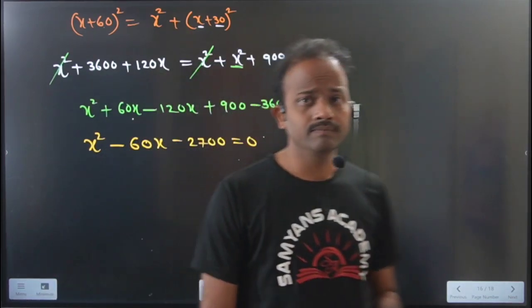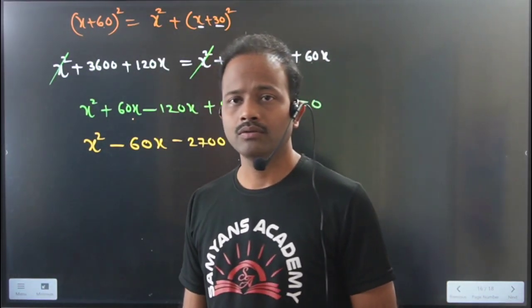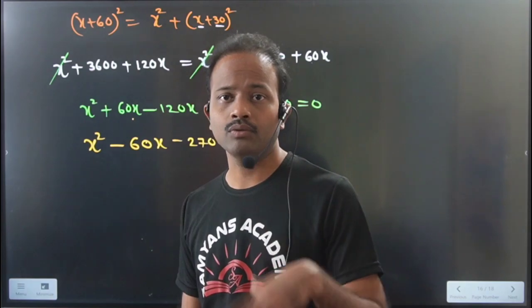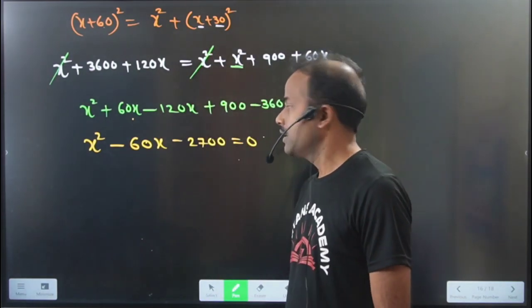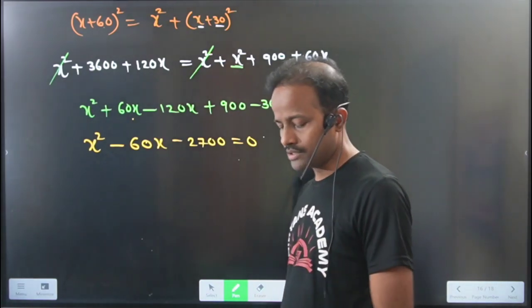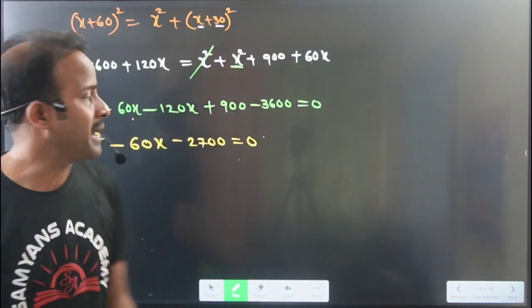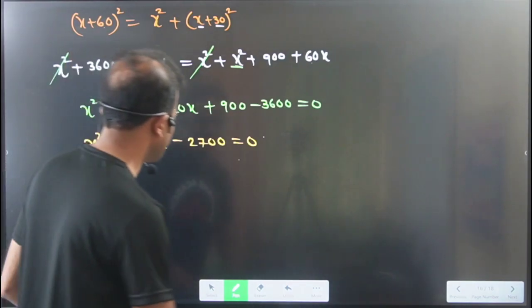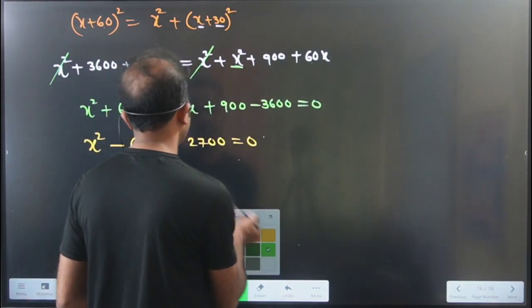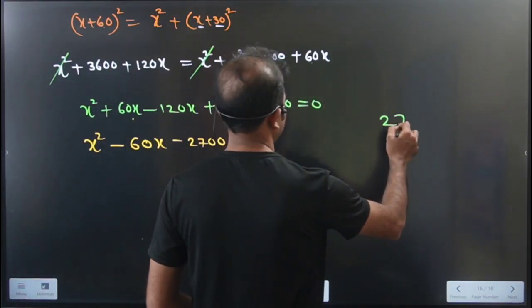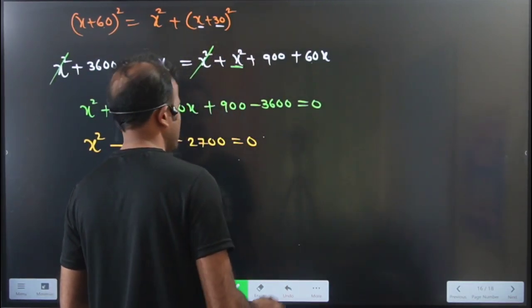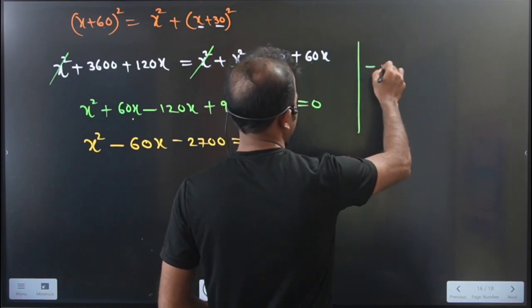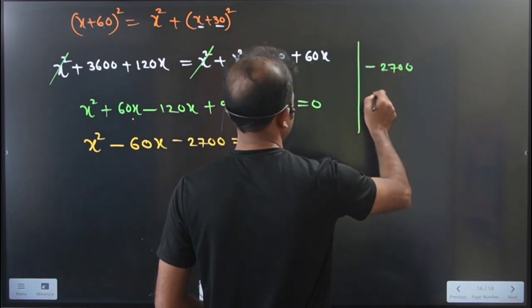Now when you do the multiply, you have to select two numbers so that when you multiply them you get minus 2700. When you add the two numbers you have to get minus 60. What are those numbers? Easily we can find that out. So here 27 means 9 into 3, 9 minus 3 is 6. Okay, we found it. Did you get it? Minus 2700, minus 60.